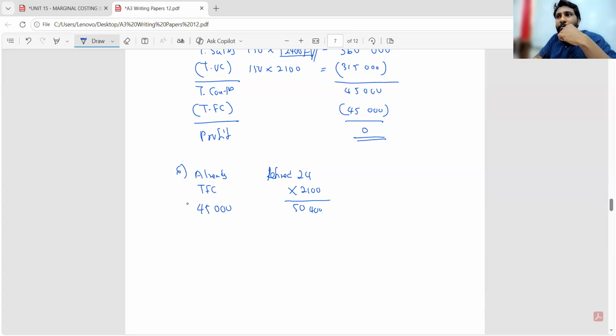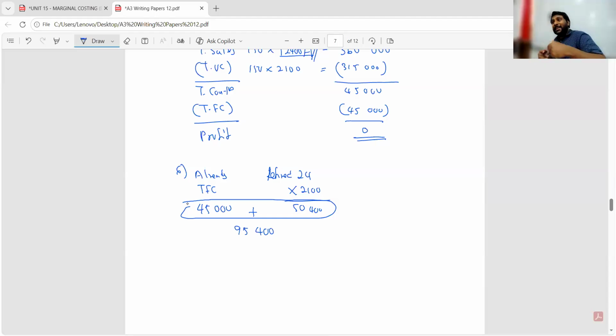24 are coming, they said. Then somehow you have to cover this entire cost of how much? 95,400 you have to cover. Somehow you have to cover. Yes or no? So these are practical things. That's what I'm telling. If it's memorized theory, you will get confused. You have to understand it.